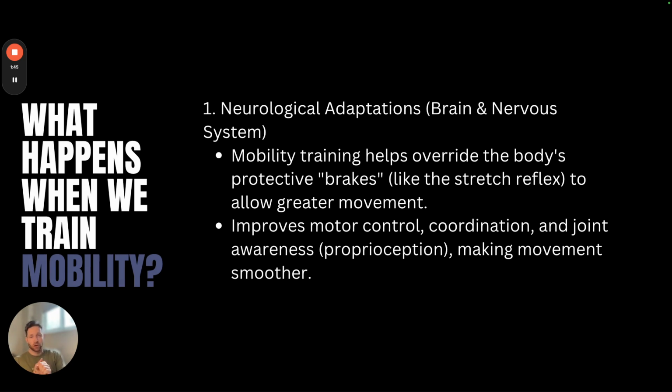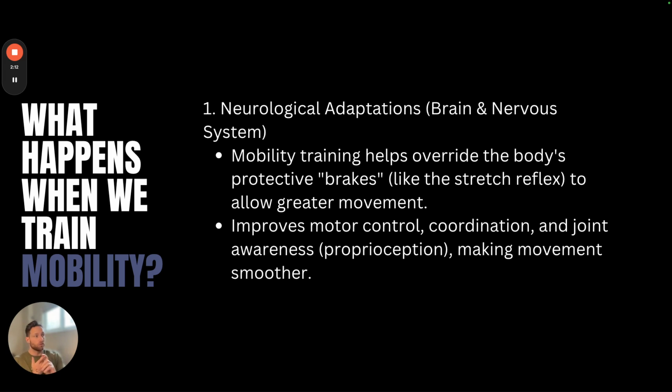Number one, we have neurological adaptations, meaning we override our body's protective measures, like the stretch reflex. When we have too much elongation in a muscle, the stretch reflex will kick in and cause a concentric contraction, guarding that muscle from stretching further. Our body thinks it's going to be overstretched and lead to injury. We need to learn to train our nervous system to allow us to go through these long ranges of motion.